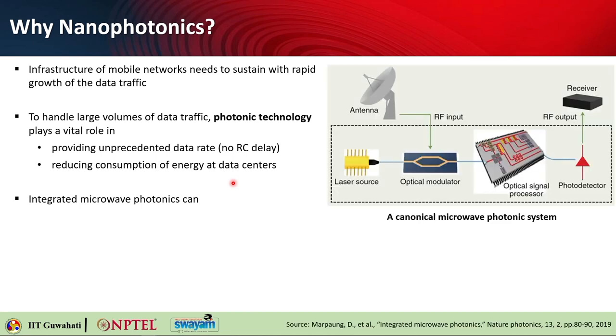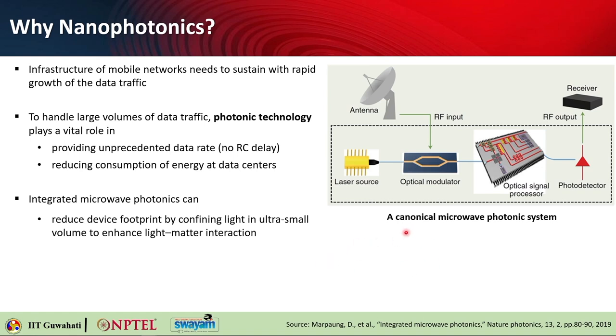So integrated microwave photonics have done well. This is a typical diagram of a canonical microwave photonic system where you have an RF system or antenna that is bringing in the RF input. You have a laser source that is giving you the light. You have an optical modulator. You do the signal processing in the optical domain. You detect it, that means you are finally converting it back to current, and then you give the RF output to the receiver. So that way you can incorporate photonics with microwave and speed up the system.